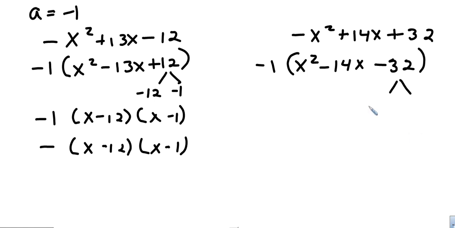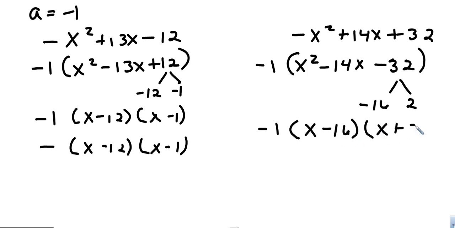So we're looking for factors of -32 that add up to -14. If you think about that for a minute, you'll discover that that's -16 and 2. -16 times 2 is -32. -16 plus 2 is -14. So if we write this in factored form, we have our initial common factor of -1 times (x - 16) times (x + 2). And our quadratic is now in factored form.